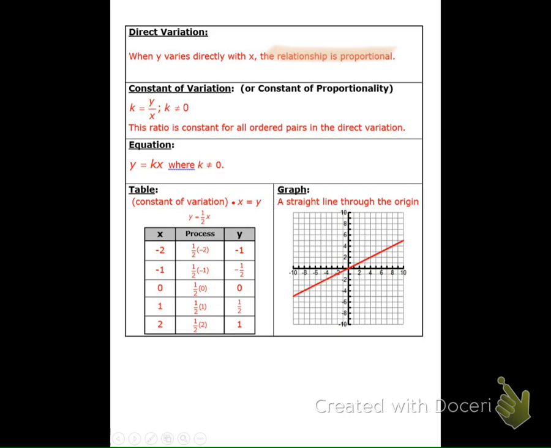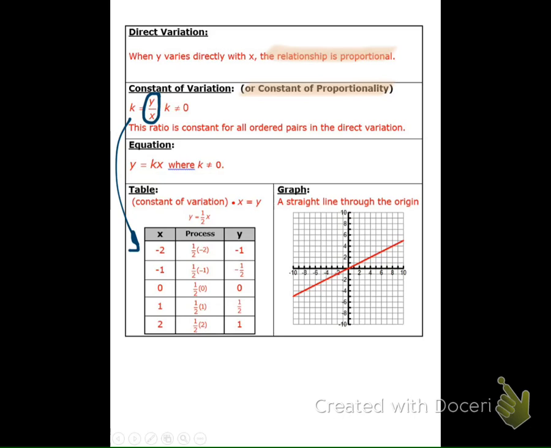First thing is the constant of variation. You might remember this as the constant of proportionality. We're going to find this by doing y over x, and that's going to give us our k, and k cannot equal 0. So there are certain numbers that we can't use for this. What I'm going to do is hop down to this table and show you what that's going to look like and how we're going to find it.